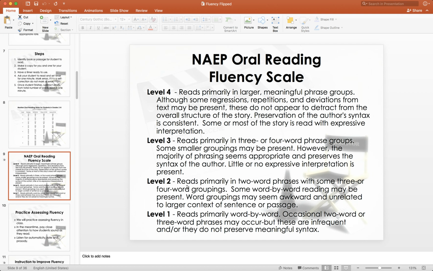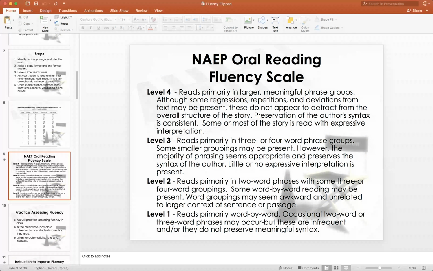Level 2, child reads primarily in 2-word phrases with some 3 or 4-word groupings. Word groupings may seem awkward and unrelated to the larger context of the sentence or passage. Level 3, again, we move up. The reader reads primarily in 3 or 4-word phrase groups. Some smaller groupings may be present. However, the majority of phrasing seems appropriate and preserves the syntax of the author. Little or no expression or interpretation is present. So we see more phrasing going on in level 3, but missing the expression.